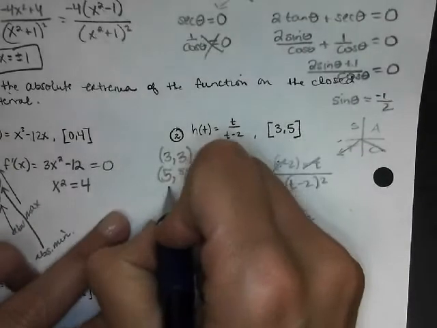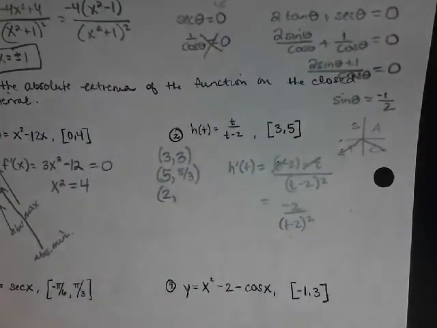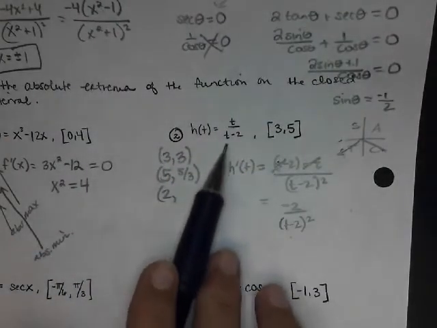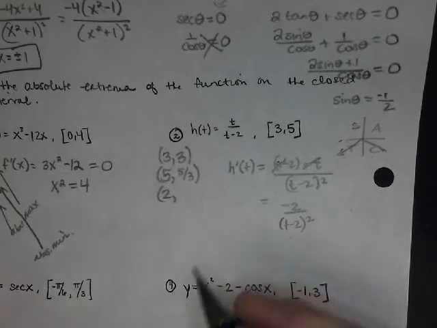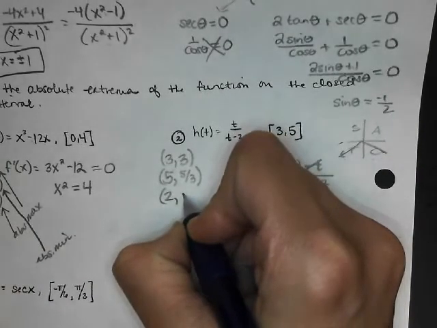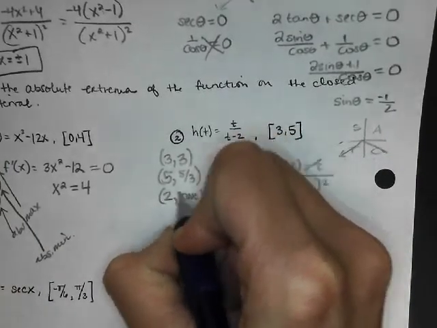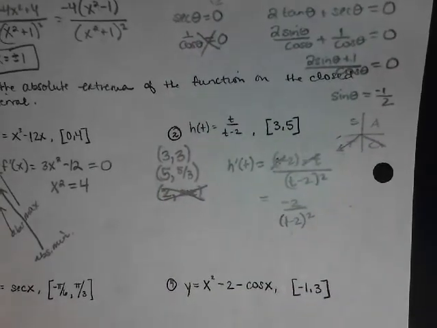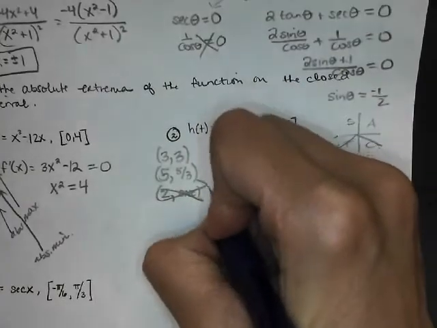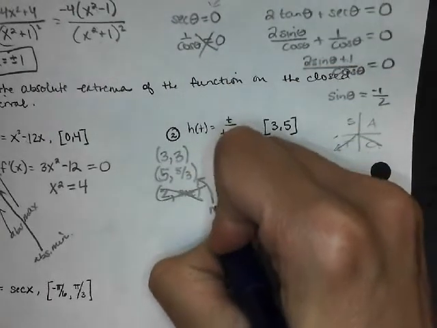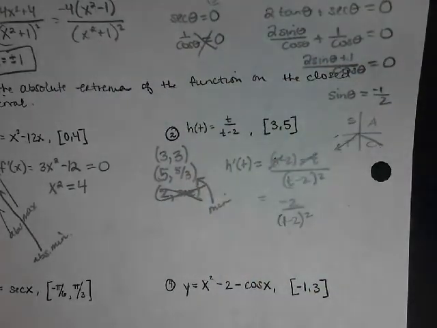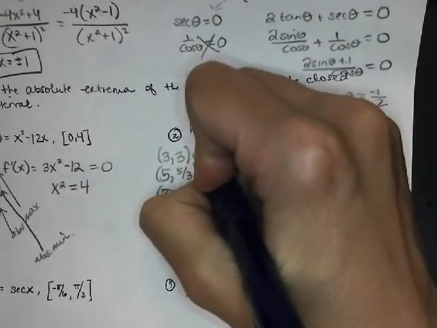When t is 2. However, when you go back and look at that critical value, if you plug it in, 2 minus 2 in the denominator gives you an undefined anyway. So that's not even a point on the function. So, very simply, this is the minimum. 5/3 is only 1.6 repeating, and this is the maximum.